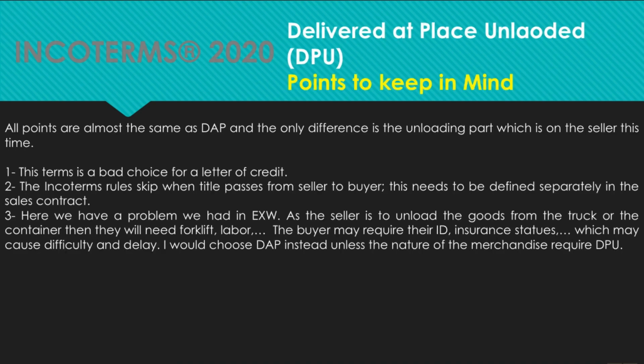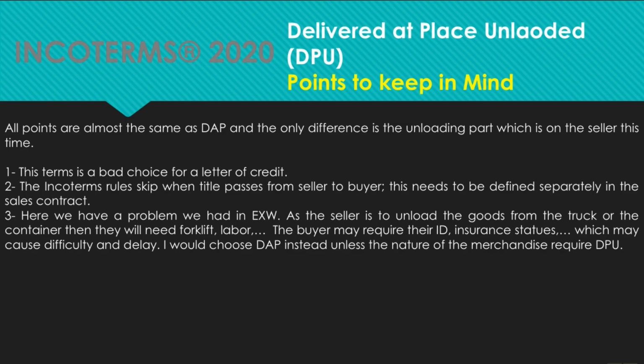Points to keep in mind. All points are almost the same as DAP, and the only difference is the unloading part, which is on the seller this time. 1. This term is a bad choice for a letter of credit. As I told you before, this is a bad choice for a letter of credit from the point of view of the seller. 2. The Incoterm rules skip when title passes from seller to buyer. This needs to be defined separately in the sales contract.